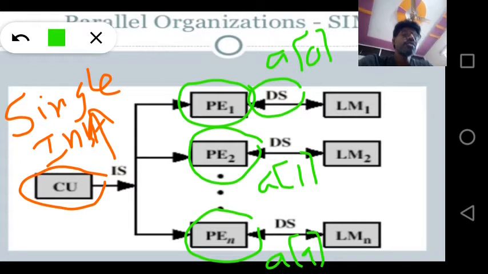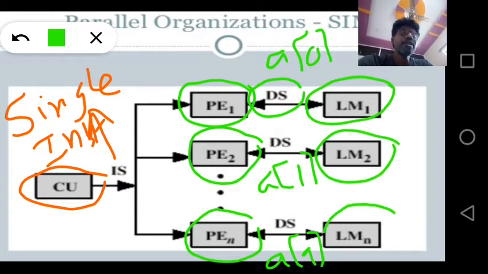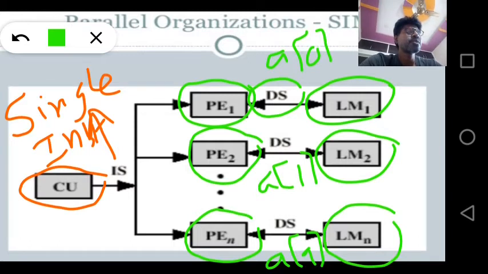These are coming from different memory locations. But you may get a doubt: sir, what happens if I declare an array of 10? Should I need 10 processing elements? What if the array contains 100 elements? Do you really need 100 processing elements? No. The set of processing elements is fixed. They might be 5 or 10. They work repeatedly on multiple data streams. So the goal is to reduce the computational time.